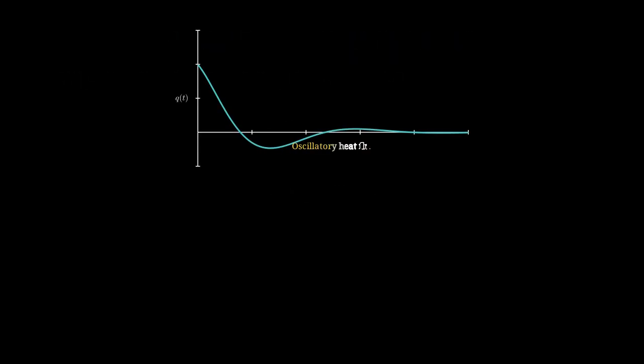The heat flux can exhibit transient oscillations, with the flux temporarily reversing direction before settling to steady state. This oscillatory behavior is where apparent negative conductivity appears during the transient phase. To rigorously understand nanoscale heat transport, we need the Boltzmann transport equation.